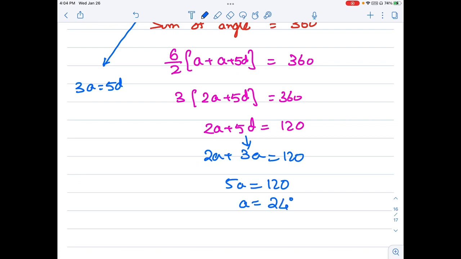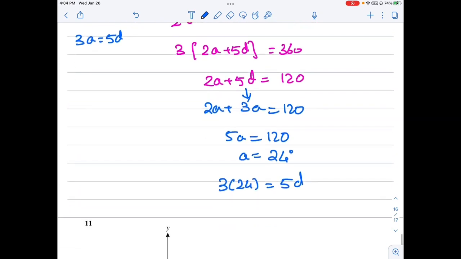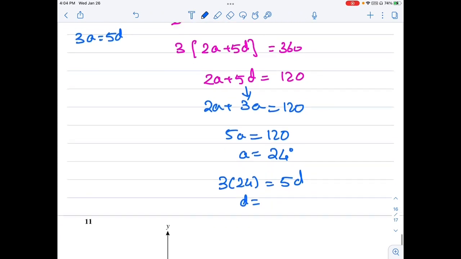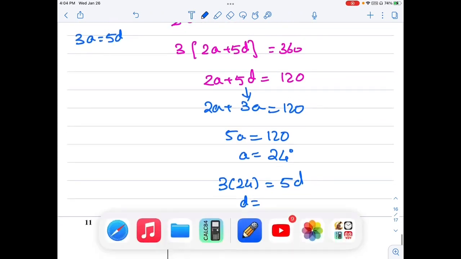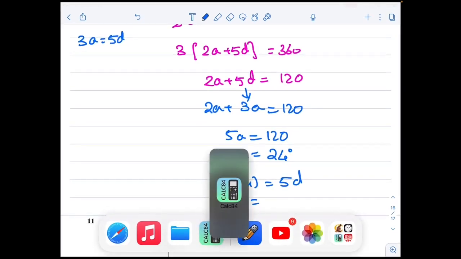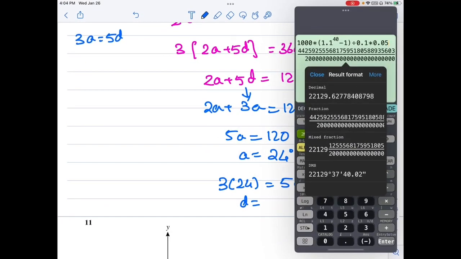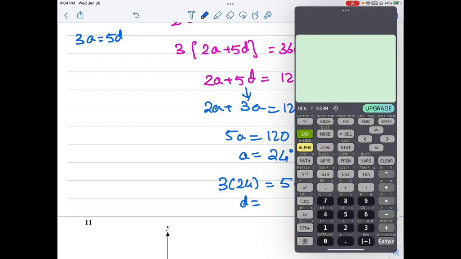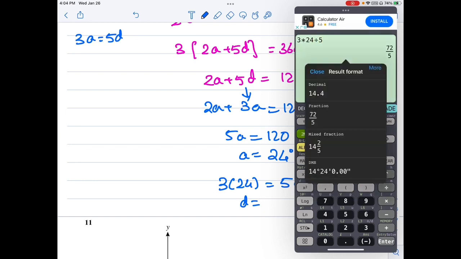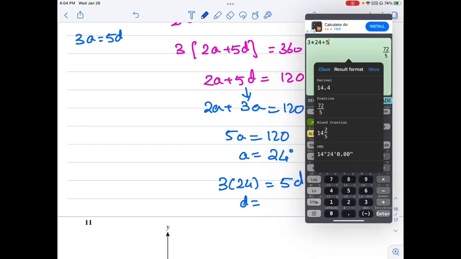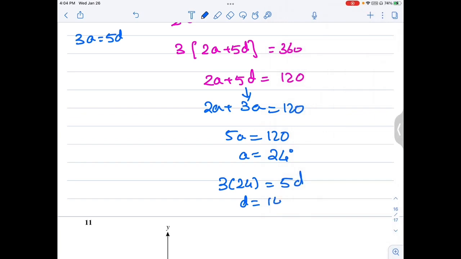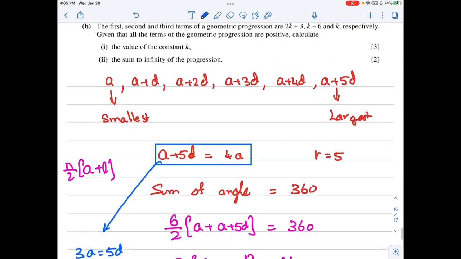If a is equal to 24, 3 times 24 is equal to 5d. So from there, d is equal to, just for the purpose of showing it, we can do the calculation without a calculator also, 3 times 24 divided by 5. So how much is that? 14.4. So d is equal to 14.4. What is being asked now?